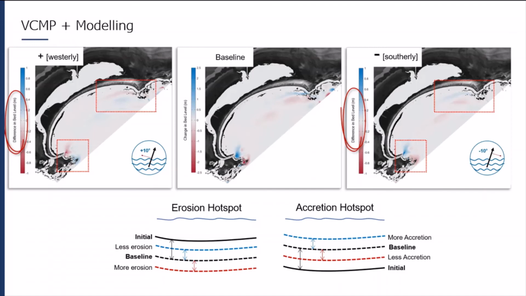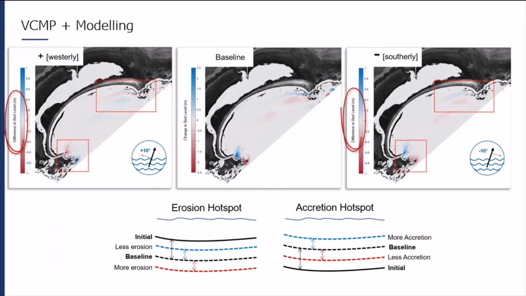The first thing to mention here is that regardless of the wave direction change, whether it's positive or negative rotation, Lighthouse Beach remains an accreting hotspot and Griffiths Island remained an erosional hotspot. Through the diagrams at the bottom of the page, I've tried to explain the colour coding for the maps with the rotated wave climates on the left and right hand side.